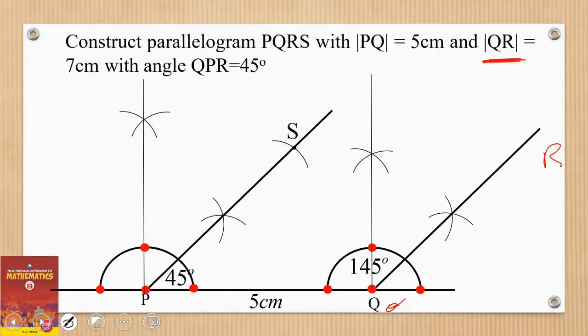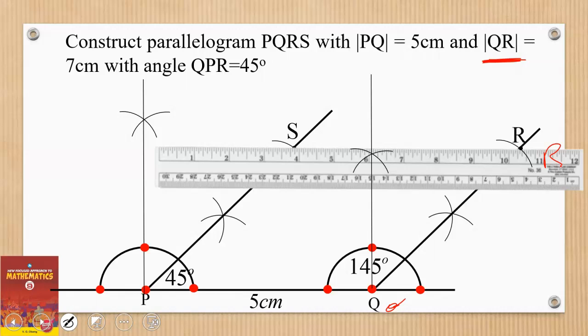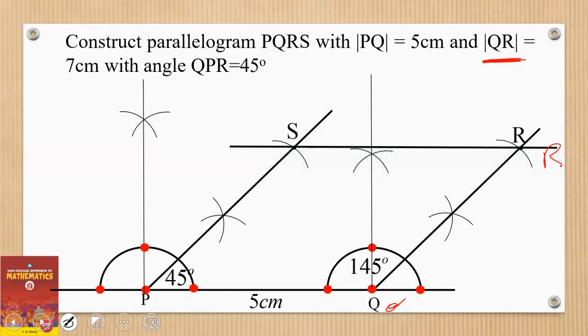Then I transfer the same measurement of 7 centimeters to Q and draw another one, and that also becomes my R, like I said. Now with the help of my ruler, I can draw a straight line to pass through these two points, and that gives me a complete parallelogram.